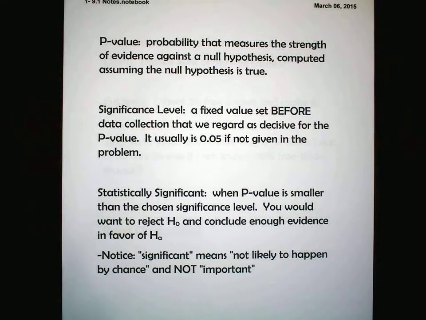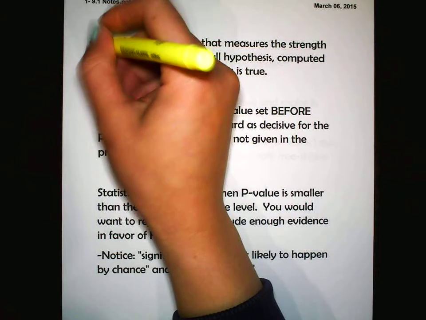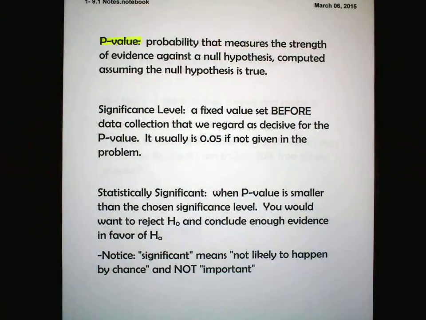Alright, this is the start of 9.1. After we go through the terms for null and alternative hypothesis, we have a few more terms to look at. We have something called the p-value, which is pretty much the probability that measures the strength of evidence against the null hypothesis. And what you want to do is assume that null hypothesis is true, and we'll actually go through that in a problem in just a second.